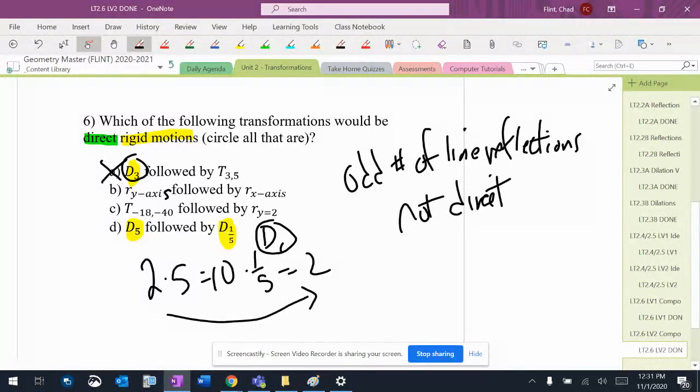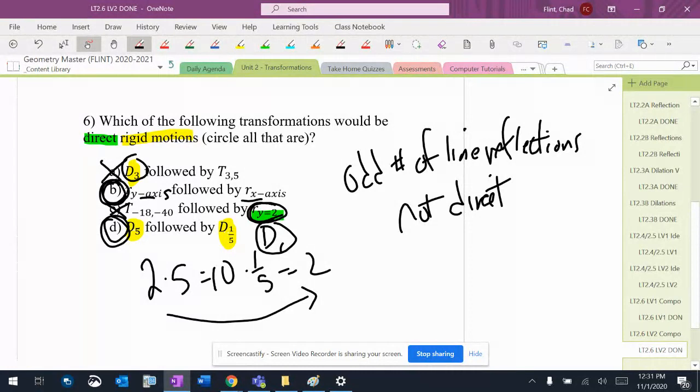Okay, so this one here has 2 line reflections. So that's going to flip it, but then flip it back. So that one's going to be direct. This one has just 1 line reflection right there. So that one is going to be not direct because of that line reflection. So both of these other 2 are both going to be rigid motions, and they're also both going to be direct.